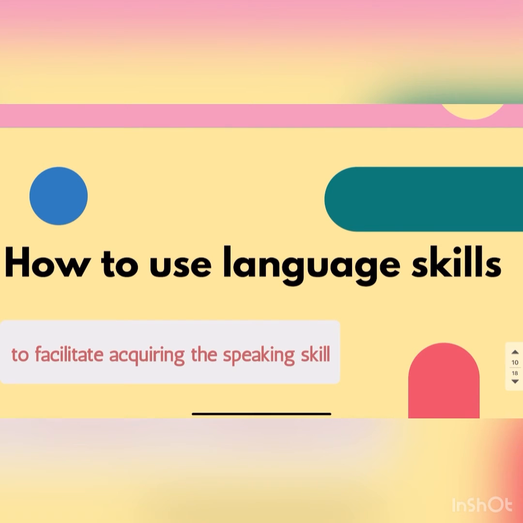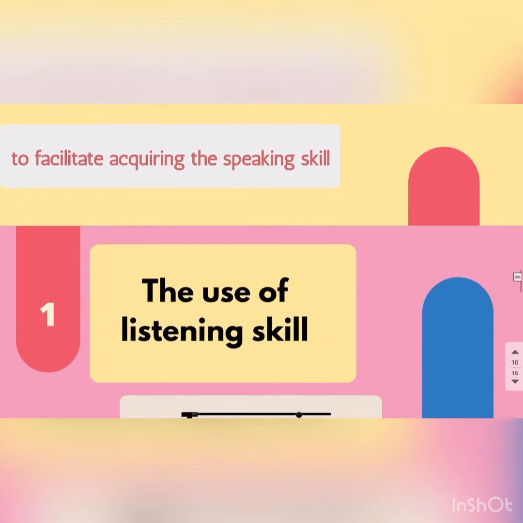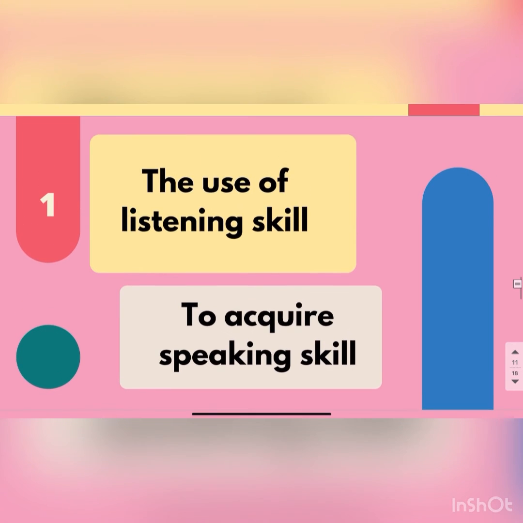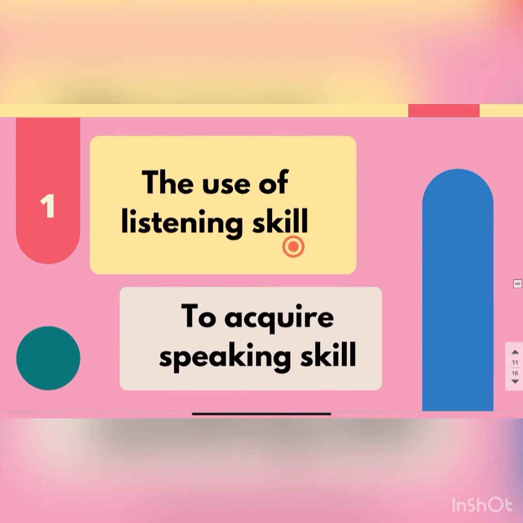And now, my dear teachers, let's see how to use language skills to facilitate acquiring the speaking skill. And the first skill that we should consider to facilitate acquiring the speaking skill is listening skill. So the first skill is the use of listening skill to acquire speaking skill. Of course, we know that listening and speaking integrate each other. It means they are two sides of one coin. And it is called reciprocal speaking and listening.